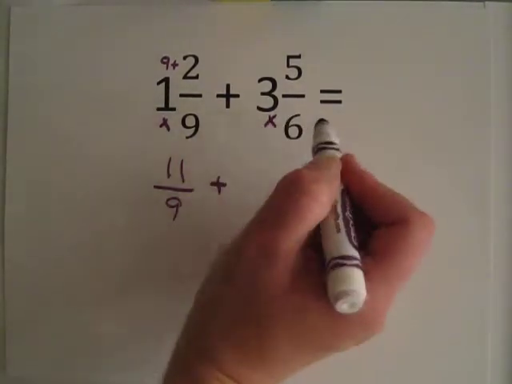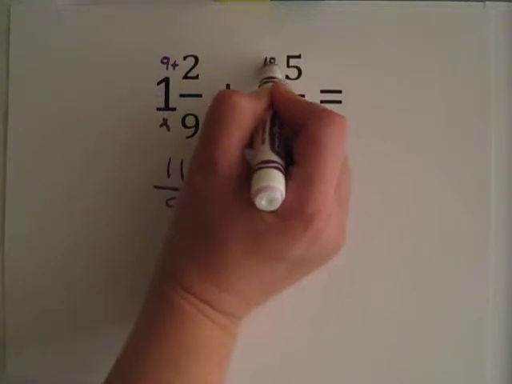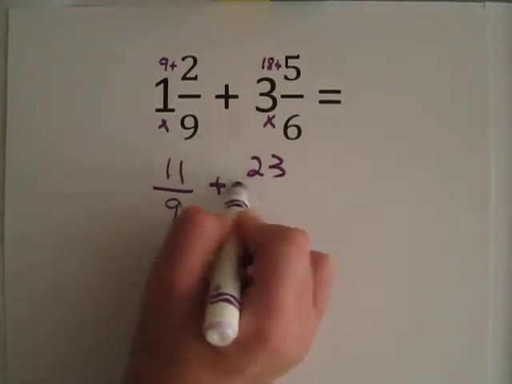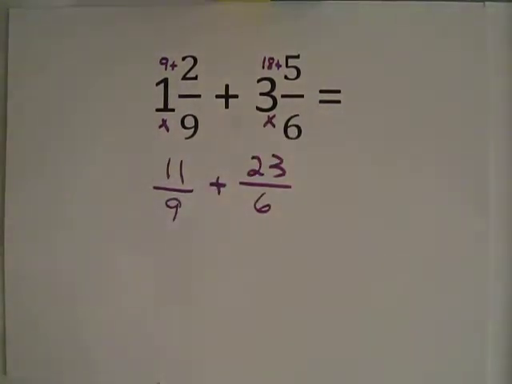again, 6 times 3 is 18. 18 plus 5 is 23. Keep the denominator of the 6. Now we're ready to butterfly.